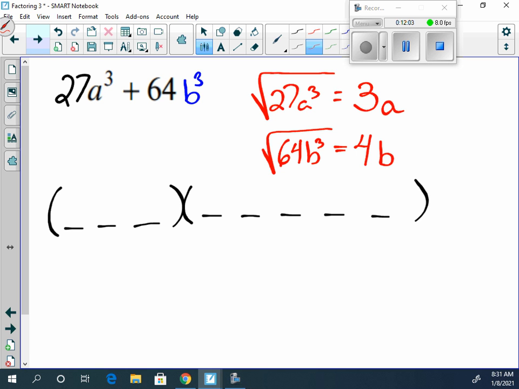So our signs are what? Positive, positive, negative, positive. Positive, negative, and positive. Okay.